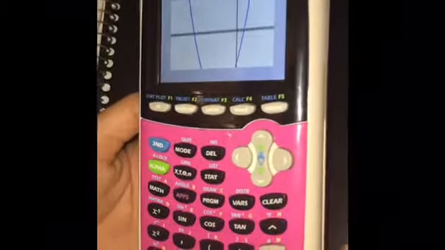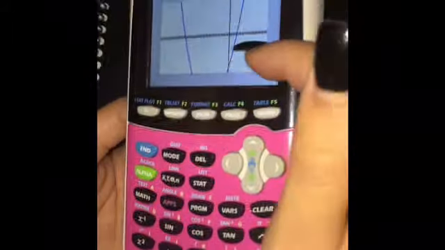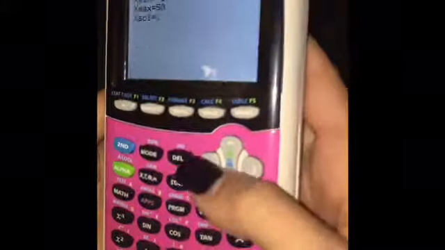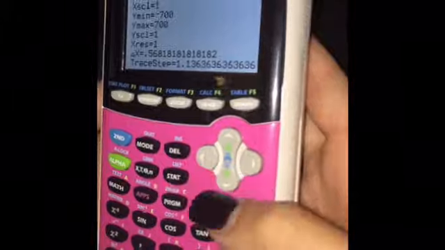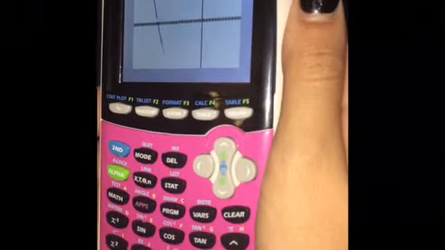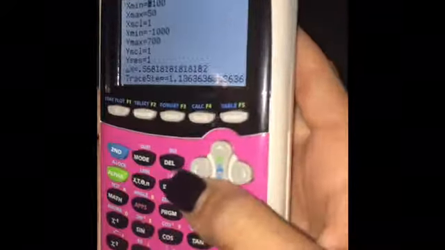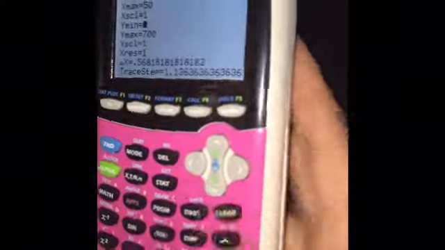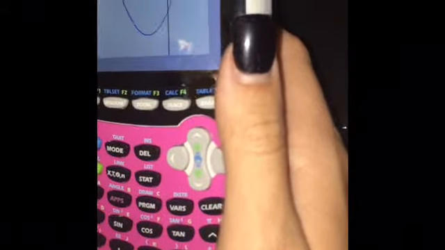Okay, there we go. But we're going to need to make the minimum bigger. So I'm just going to do -1,000 and see what happens. Yes. Okay, we're almost there. So how about -2,000? Yeah. Oh, would you look at that beautiful parabola?